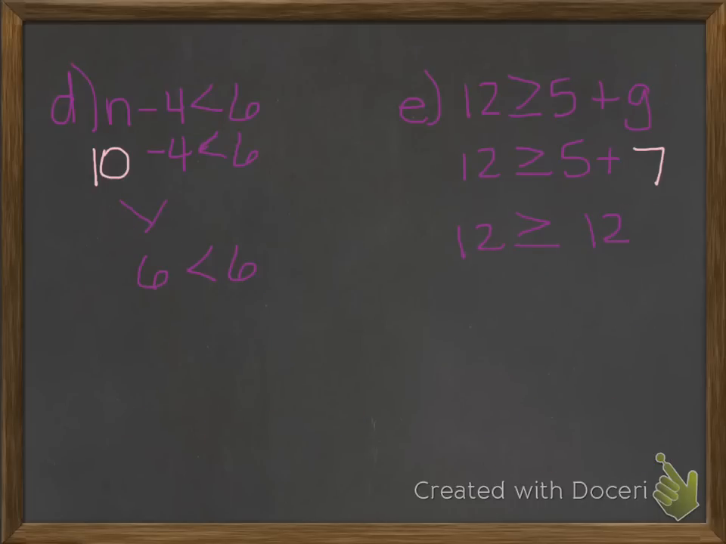On examples D and E, you see for example D, I plugged in 10 for N in the inequality. Well, now when I worked it out and I got done, I got 6 is less than 6. Well, that's not a true statement, so therefore we would say that 10 is not a solution.